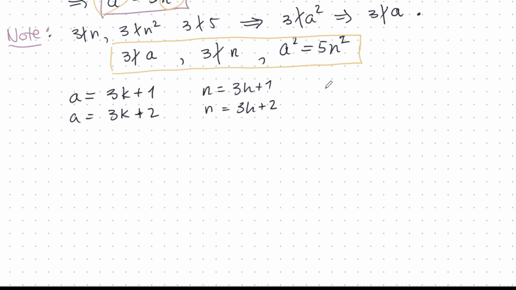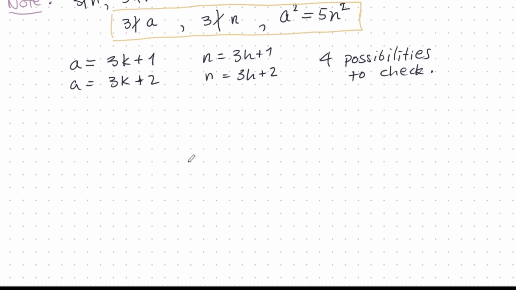I have 4 possibilities to check. And this is where the hard part comes into play. It's just a lot of algebra, and I'm going to shorten it for you and show you how it works. So let's start with case 1. Case 1 is this and this, and we'll plug it into this equation here and see what happens.